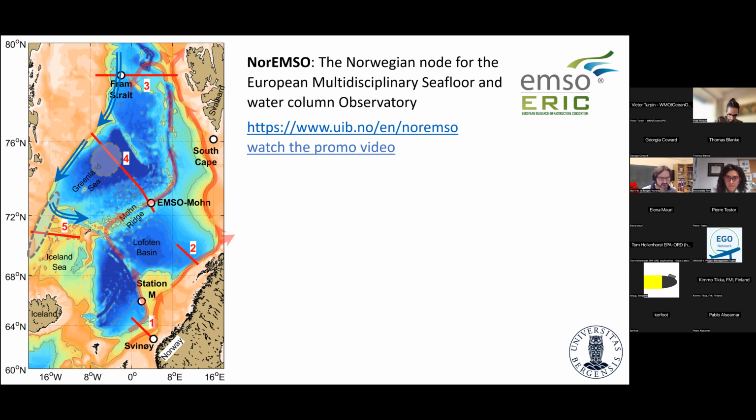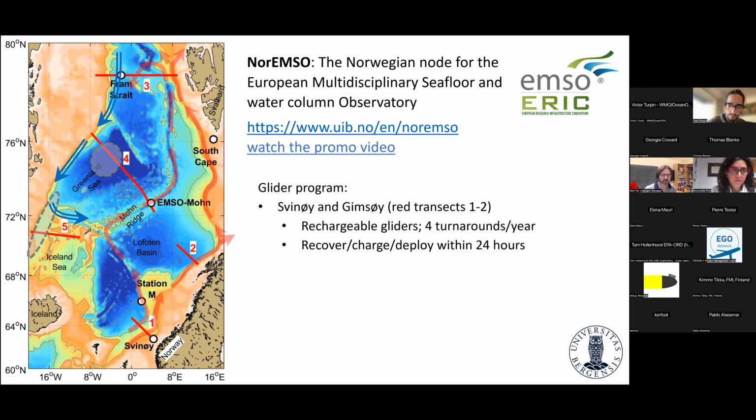link over there. So we have the warm Atlantic water coming into the Nordic seas. You see the Nordic seas map. And so we try to observe the water mass transformations and the physical oceanography of this region by putting in 2 rechargeable gliders in the Svinoy and Gimsoy sections. This section 1 is the Svinoy section covering this warm branch, and section 2 here is the Gimsoy section. We turn them around maybe 4 times a year.